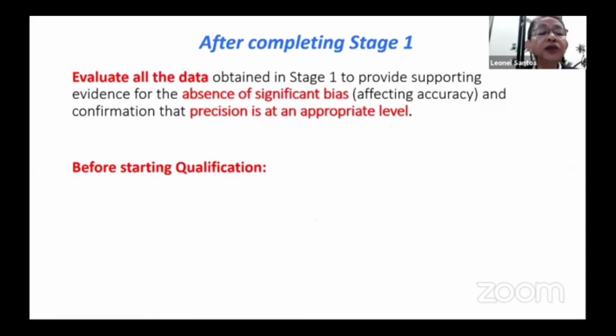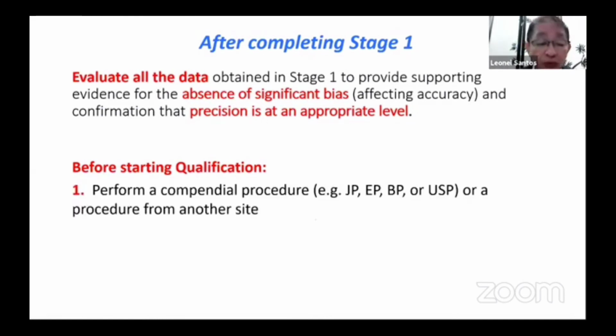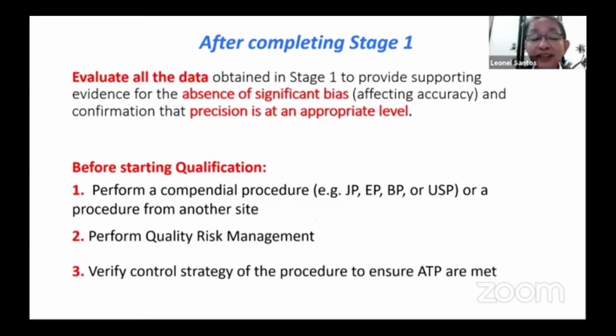After you complete stage 1, it is good to evaluate the data that you obtain in terms of the absence of significant bias so that your precision is at the appropriate level. And then before starting the qualification, which is stage 2, you can perform a compendial procedure from other pharmacopoeias such as Japanese pharmacopoeia, EP, BP, other than USP. Also, you can perform what is called a quality risk management. And then the third one would be to verify the control strategy of the procedure so as to ensure that the analytical target profile is met.